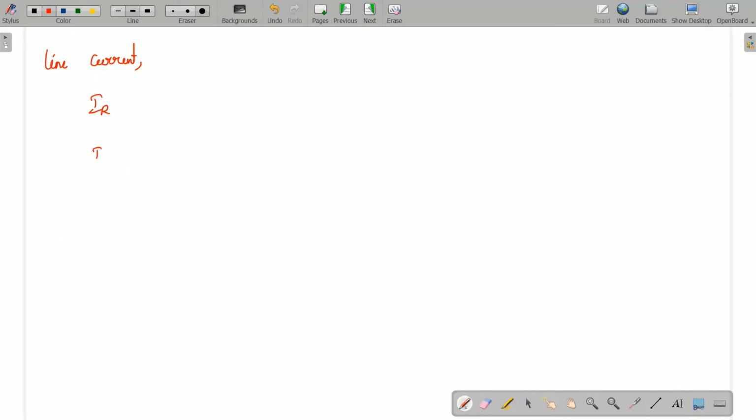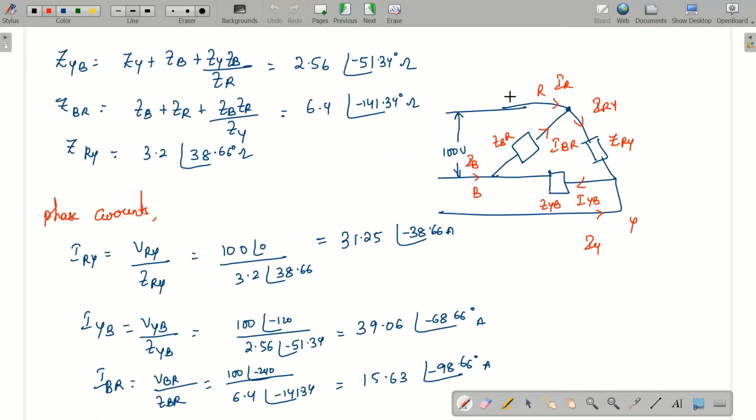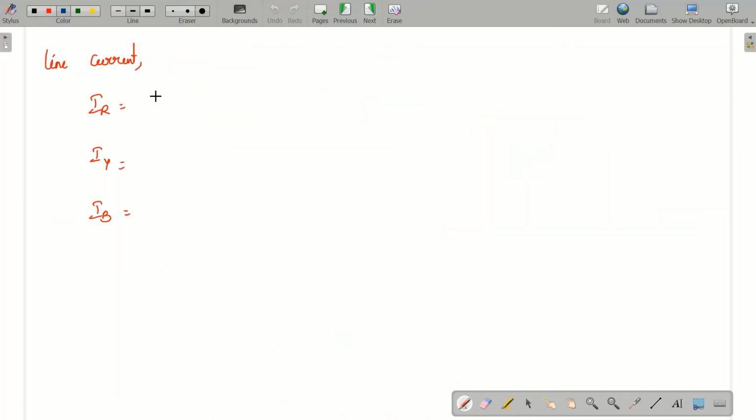IR, IY, IB. Okay, just apply KCL at this node. What will you get? IR equals IRY minus IBR. Similarly, IY equals IYB minus IRY, and IB equals IBR minus IYB.